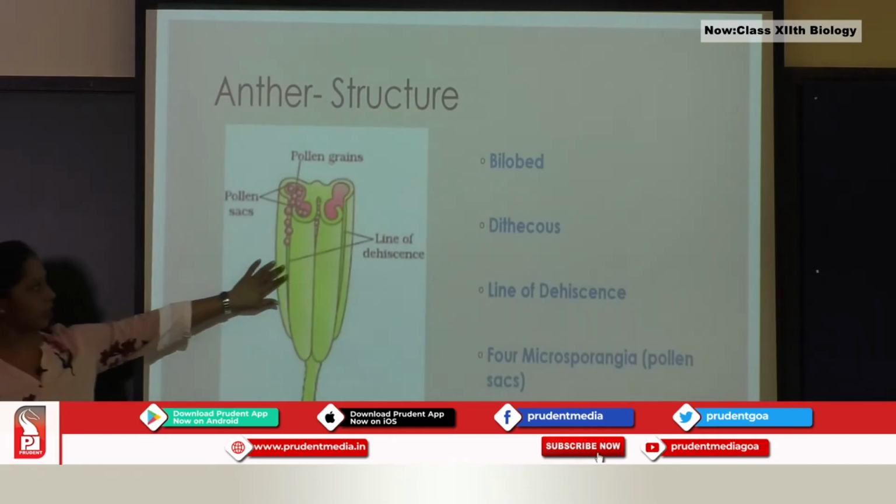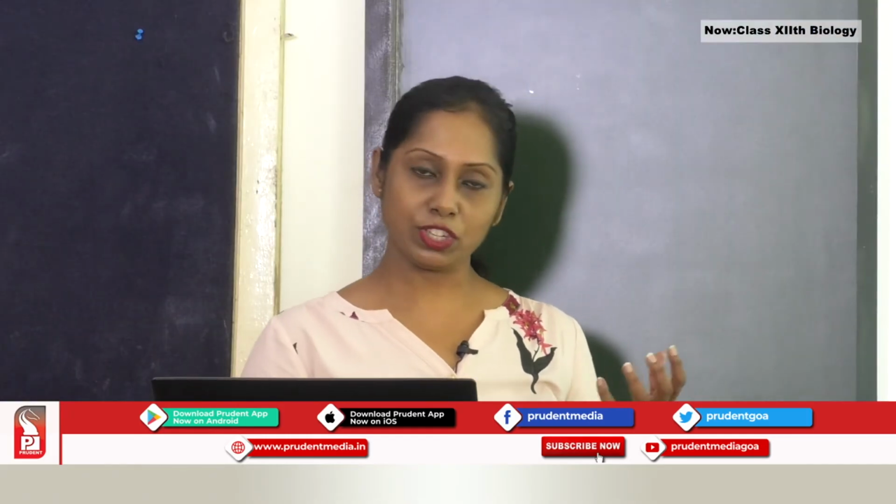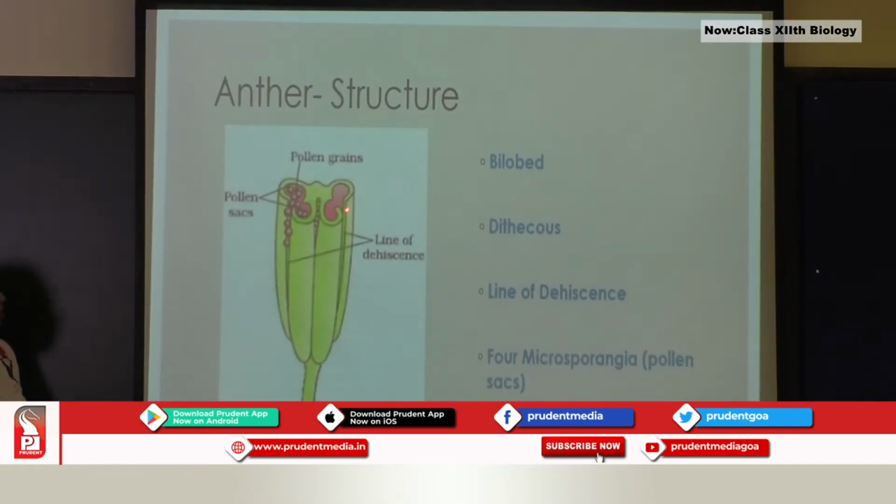When this structure, that is the anther, gets matured, the pollen grains that are formed inside, which are matured also, have to be dispersed. So for that purpose, you will see that there is going to be a split that is going to be noticed longitudinally along this line, and it will cause the anther to split open, causing the release of the pollen grains which are formed inside it. That's why this line is known as the line of dehiscence. And of course, you have 4 microsporangia or 4 pollen sacs inside this bilobed dithecous anther.